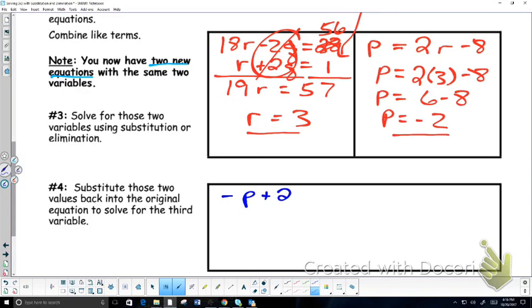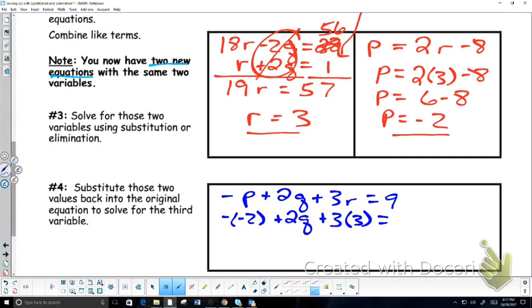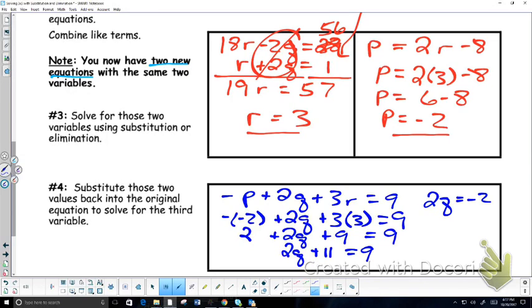-p plus 2q plus 3r equals 9. P equals -2, so -p plus 2q plus 3r equals 9. Now I just need to simplify. This is going to be a positive 2 right here, plus 2q plus 9 equals 9. And then I got what? 2q plus 11 equals 9. So 2q equals -2, so q equals -1.